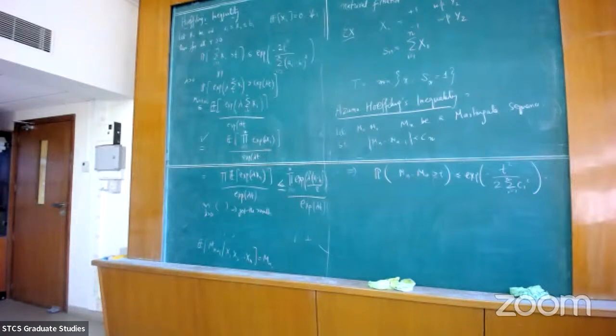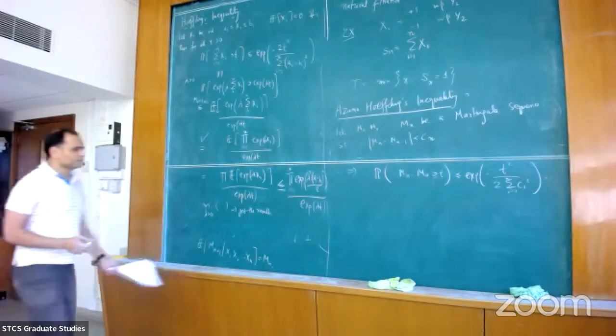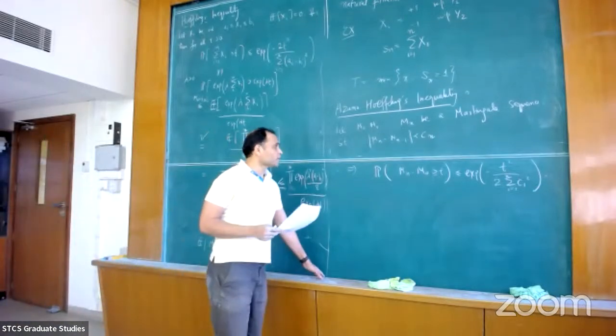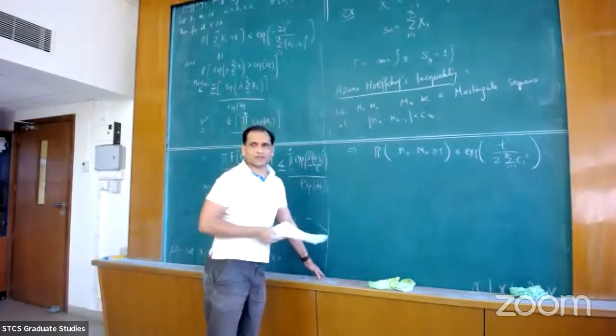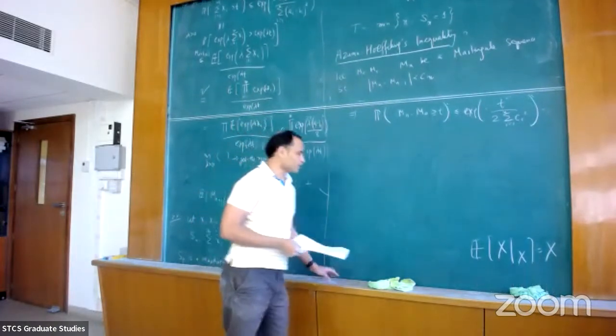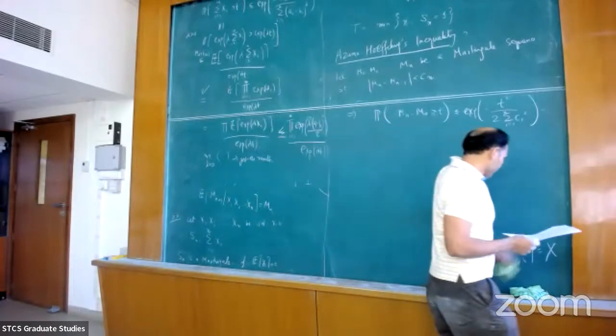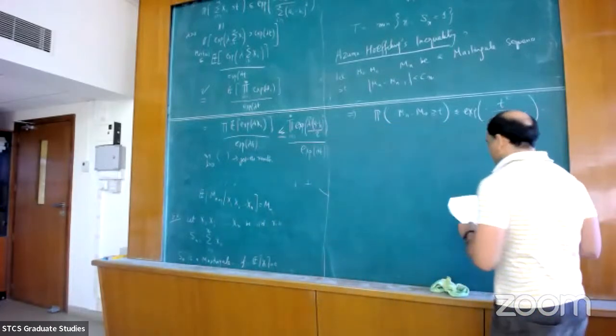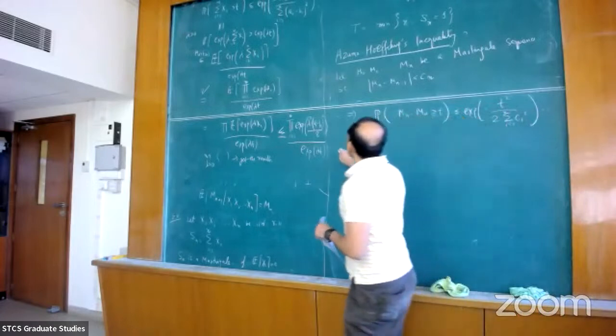The book does it in a very different way. Our proof is going to be very simple. So most of the steps are going to remain the same as we did here. Eventually, we'll have to use the property that Mn is a martingale. That's what is going to be used. Okay, so let's start.